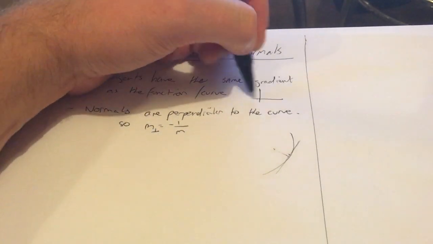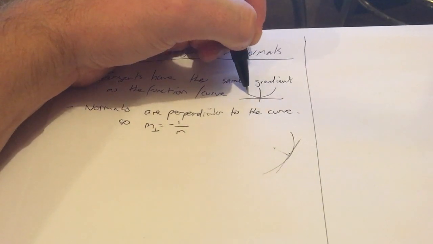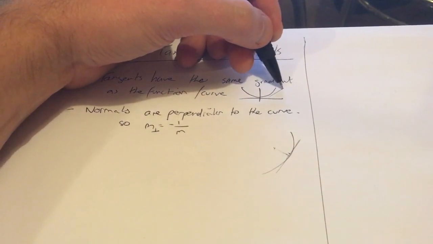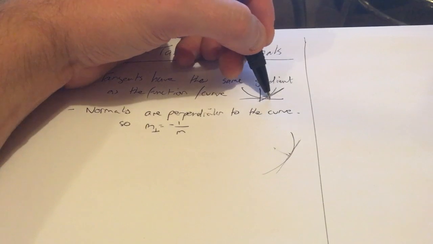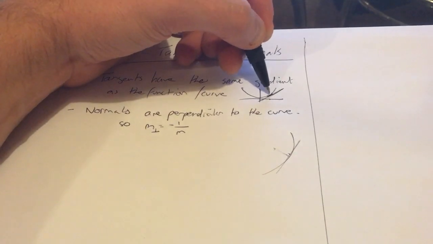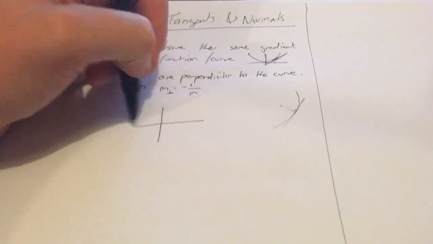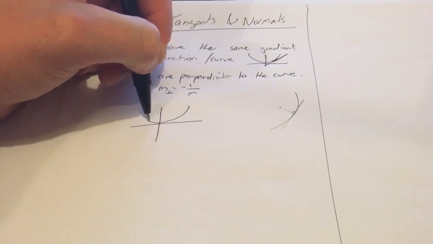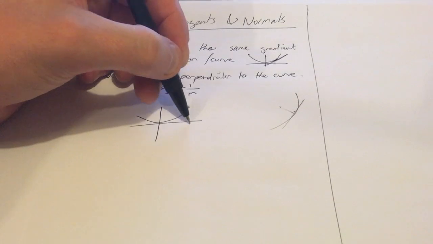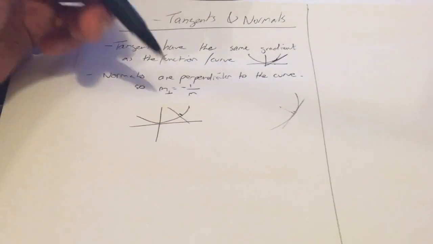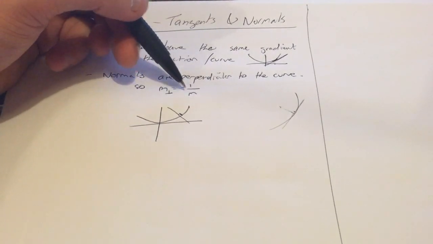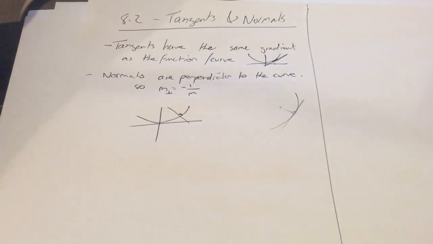If I drew a quick sketch of x squared, at that point the tangent and the curve have the same gradient. Normals are perpendicular to the curve, so if you had x squared again, this could be our normal to it, and it'd be at right angles. So the normal gradients have to be minus 1 over m of the curve.